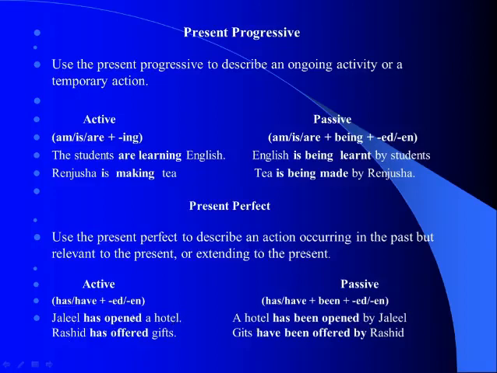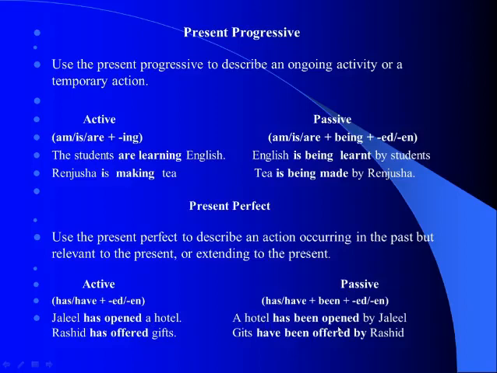A hotel. How are we transforming this, changing this into passive voice? A hotel, this is the object. So this one we bring first: a hotel has been opened, has been opened by Jalil. "By" will be there. Without the subject, this Jalil, we can also finish the passive voice. How? A hotel has been opened.